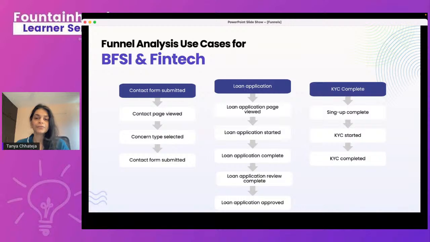The second example could be loan application. So if a user goes onto your loan application page, starts filling out the loan application, completes the loan application, and I've added the last two steps as per loan application review and approved to help you understand the entire loan application approval process and how long the conversion time for that would take. Third is KYC complete, wherein you're simply measuring how many users signed up, started filling out their KYC details, and ended up completing their KYC.